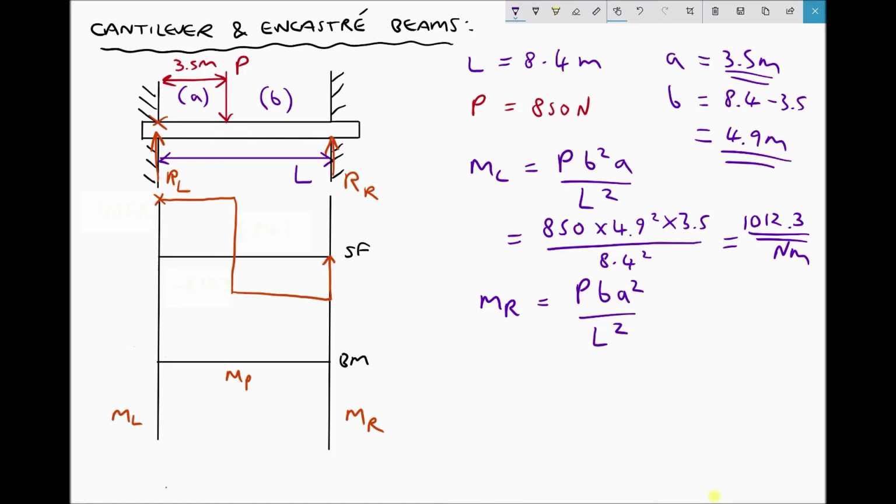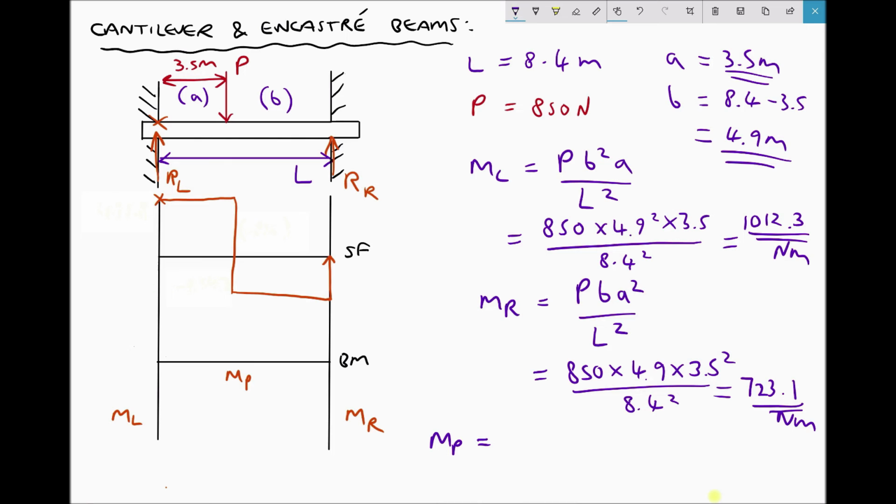Now we can do the same for MR. We just use the standard formula. We have P, which is 850, times B, which we've said is 4.9. This time it's times A squared, so times 3.5 squared, divided by L squared, which is 8.4 squared. And this time we get a bending moment equal to 723.1 to 1 decimal place. We'll look at whether they're positive or negative in a moment. Before we do that, let's calculate the bending moment at point P.